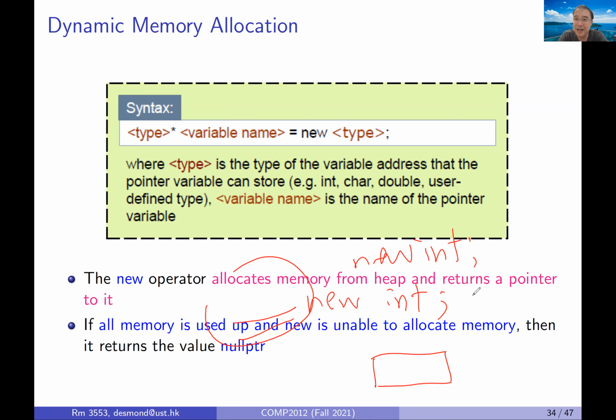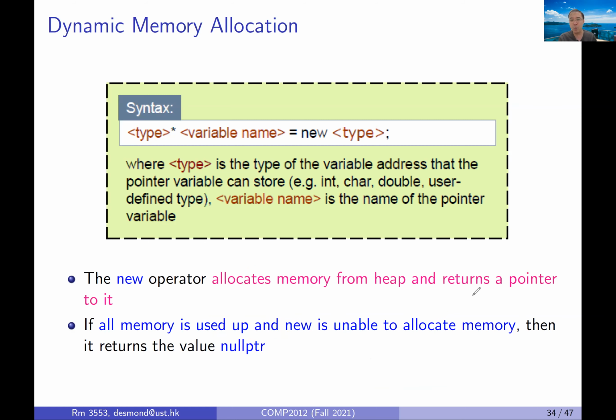Okay, one more, because it was asked by one of your fellow classmates. Pointer variable. I can definitely create a pointer variable without using new. Do you agree? Yes or no? Yes, definitely. Because of what we have been doing, we get back a pointer variable without using new.